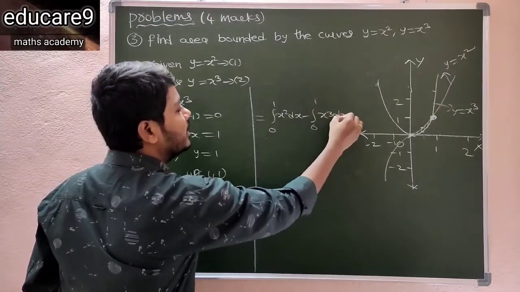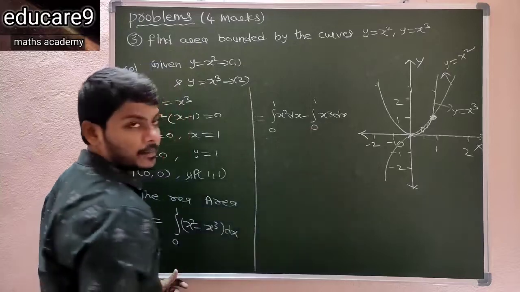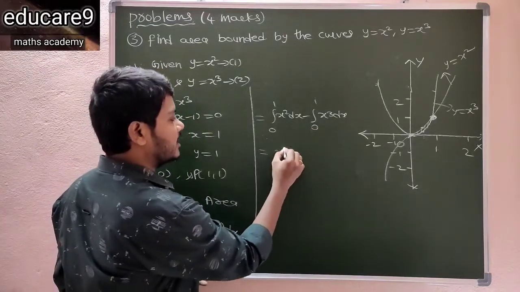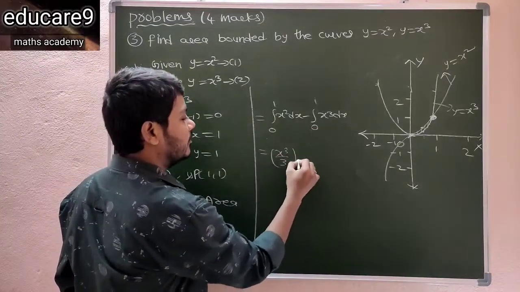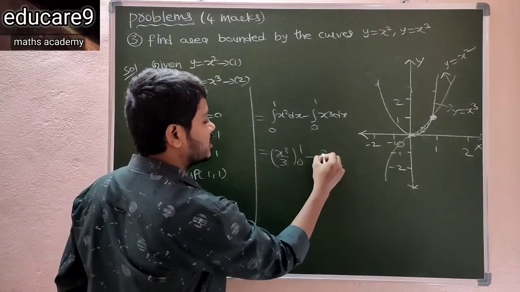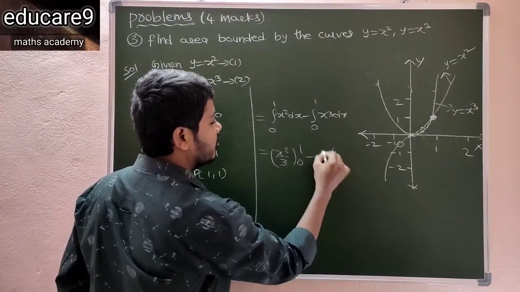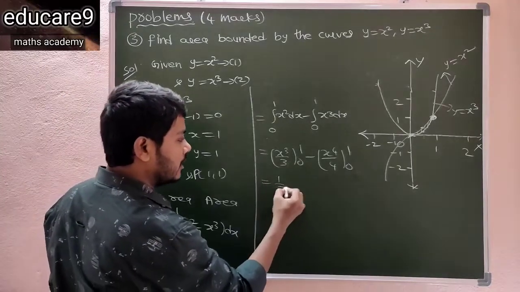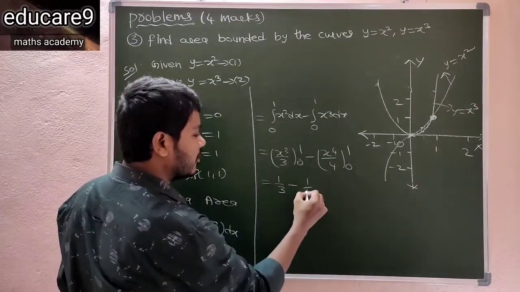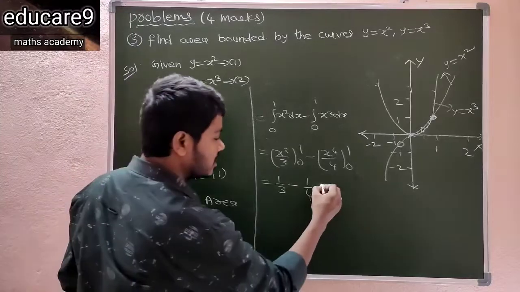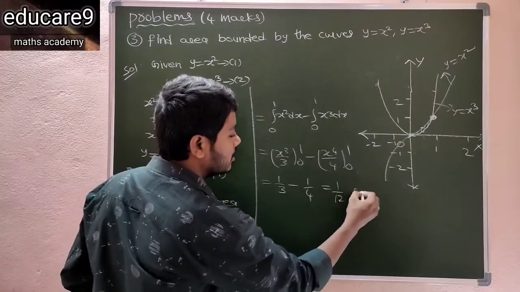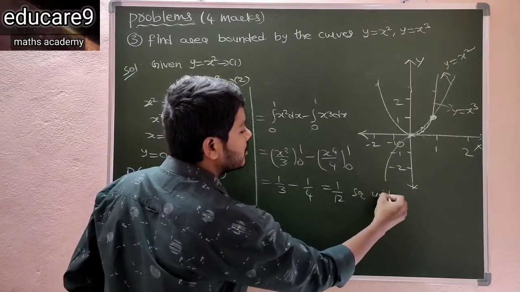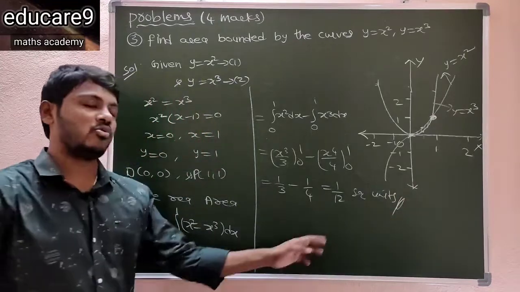Okay. Now integrating, this is integral 0 to 1 x square dx minus integral 0 to 1 x cube dx. Okay. Now this is x cube by 3 within the limit 0 to 1, minus the integration of x cube, x power 4 by 4 within the limit 0 to 1. Now this is 1 by 3. Here this is 1 by 4. Okay. So this is 1 by 12 square units. So this is the required area.